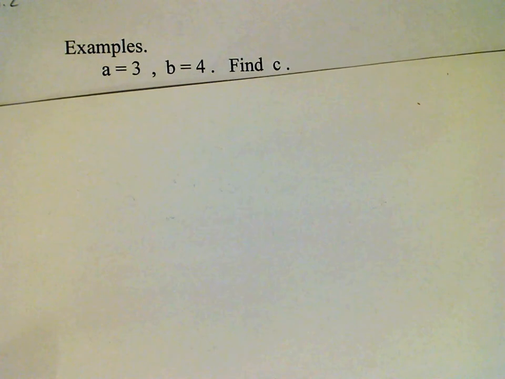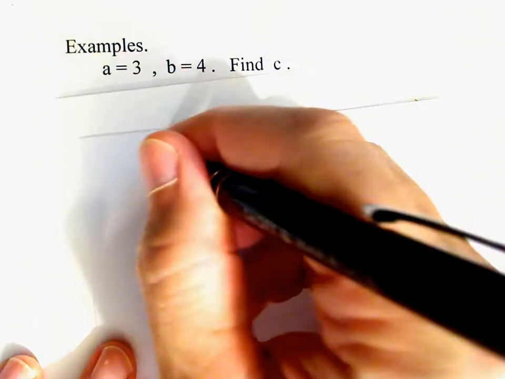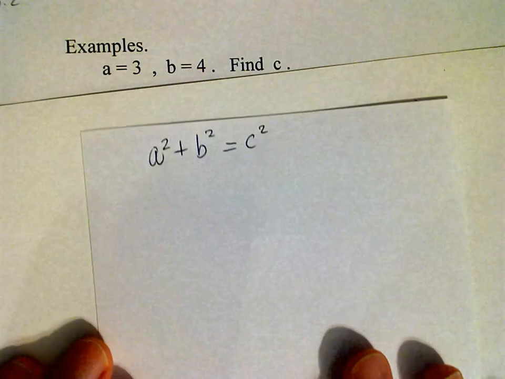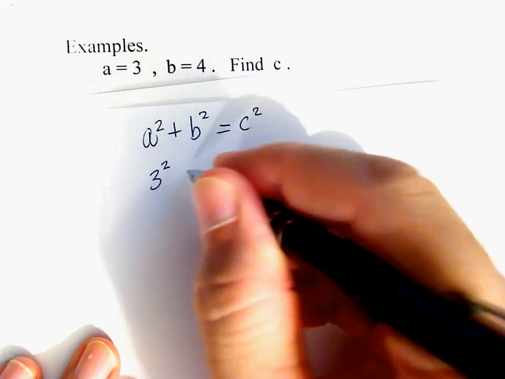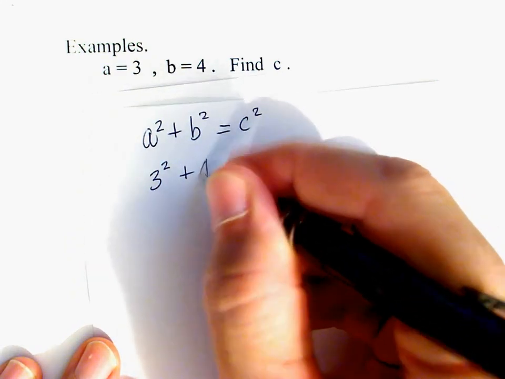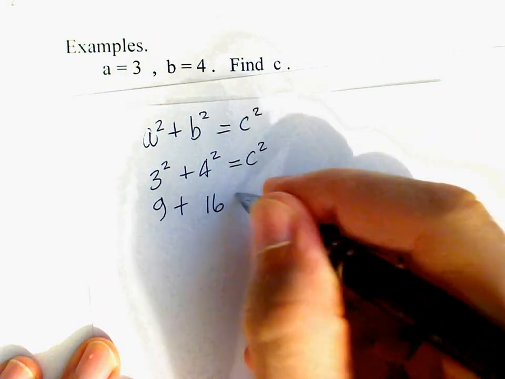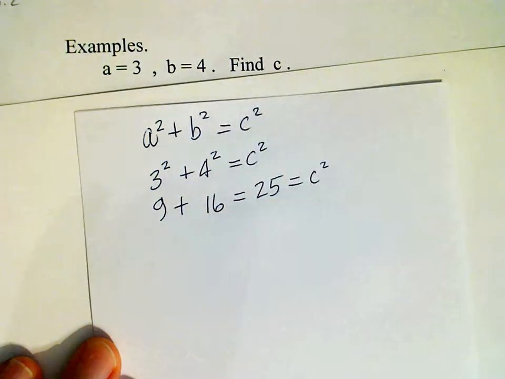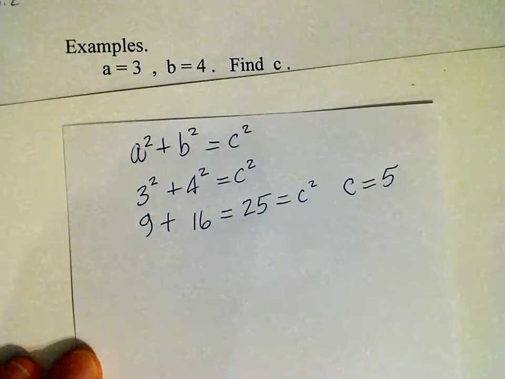Let's look at a few more examples. We have A equal to 3, B equal to 4. We need to find C. Okay, so remember we have A squared plus B squared is equal to C squared. Pythagorean Theorem. So substituting in, we have 3 squared plus 4 squared. That's 9 plus 16 is equal to 25. That's C squared. Therefore, C is equal to what? 5, right?